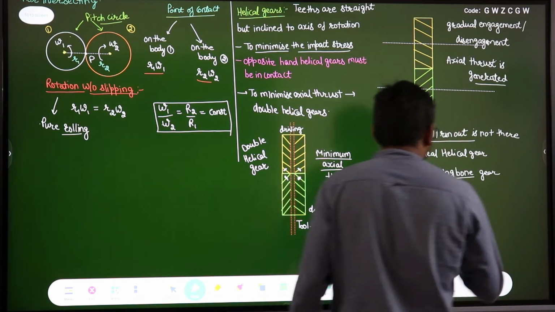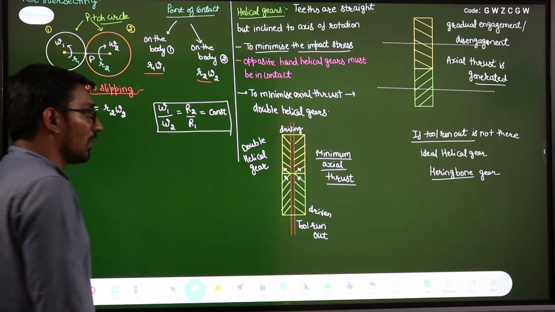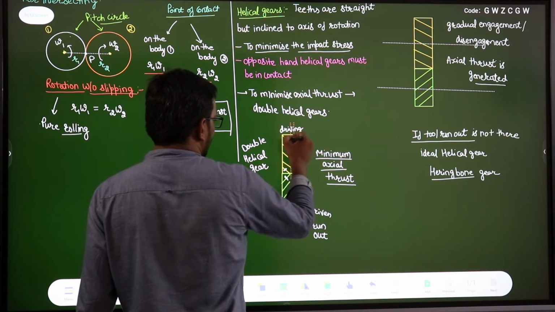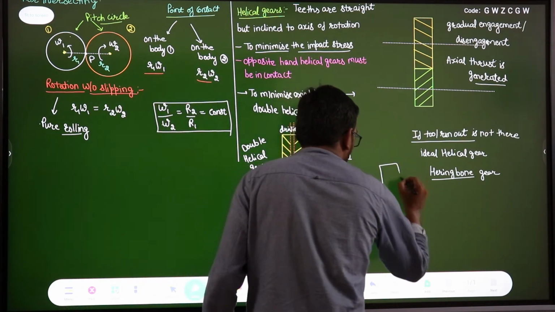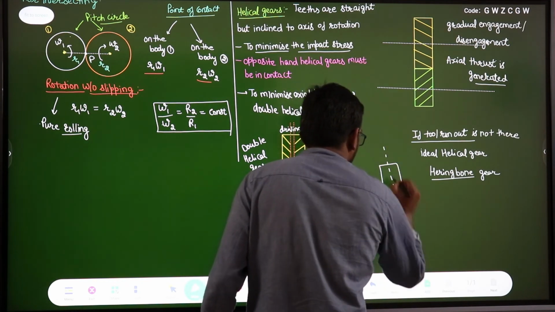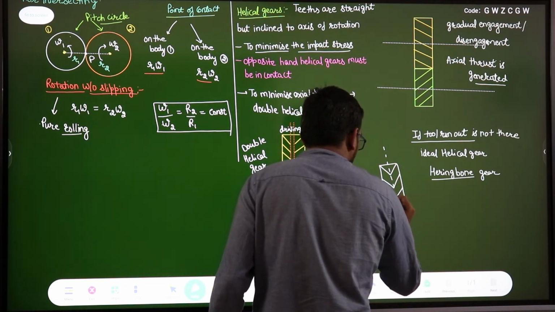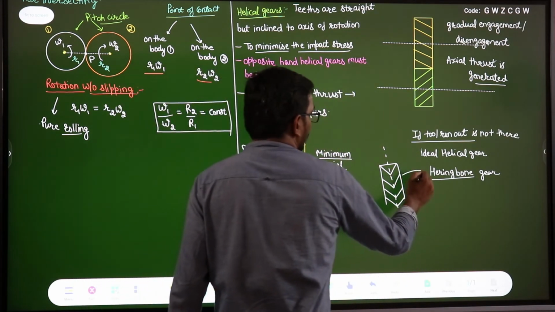If tool run out is not there, then the double helical gear is known as herringbone gear, right? When this tool run out is not there, then the teeth will be like this. Suppose if I make the diagram, suppose this is one gear, so the teeth will be like this. If this is the case, this is known as herringbone gear, right? Like this is your herringbone gear.